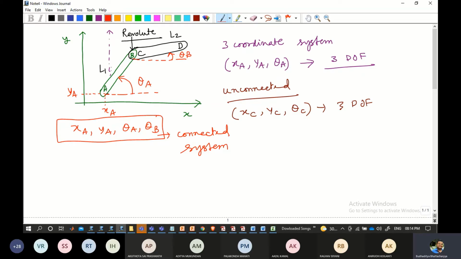So the conclusion is that the revolute joint creates a constraint. Any joint, whether it is a prismatic joint or a revolute joint, a rotating joint, whatever it is, will create a system with constrained motion. So this word is very important: constrained motion. If it is a free system with only a standalone link, whatever the degrees of freedom it has, for a connected system it will definitely be less.